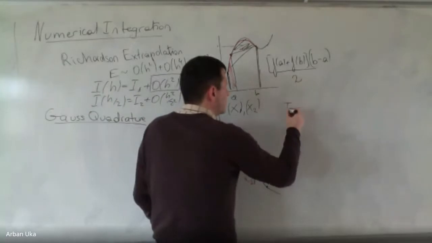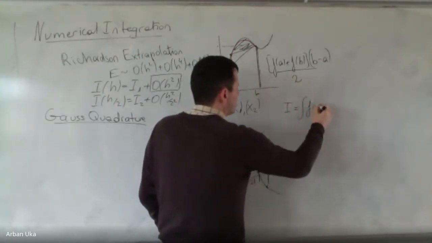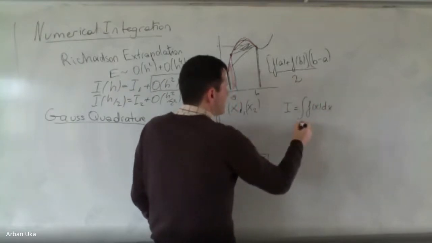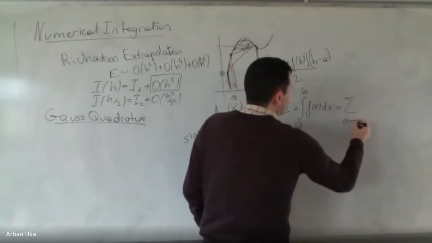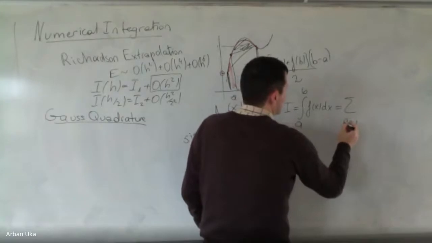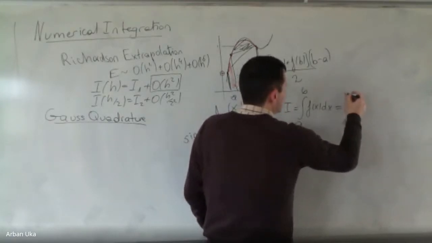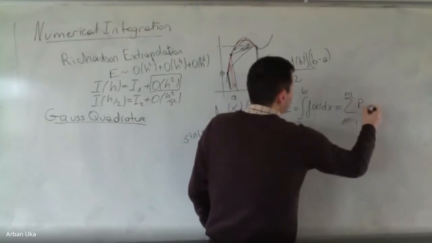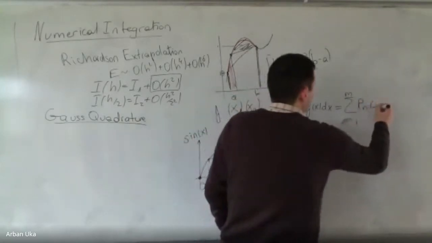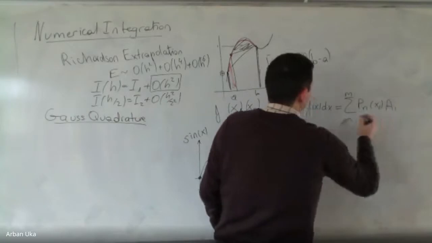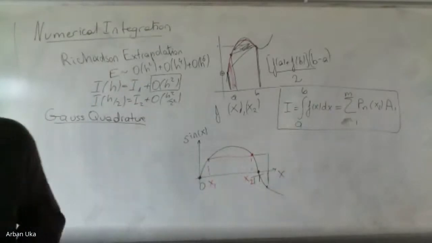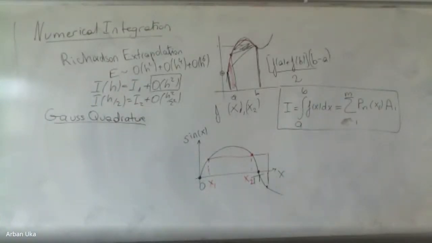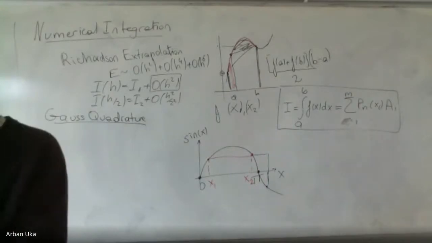And the integral, we can write this as the integral of a function f of x dx, let's say from point A to point B. We can write this down as a summation from n equal to 1 to m of any polynomial n. Okay, so this is what we are trying to do. We have an integral and we want to express it as a summation.